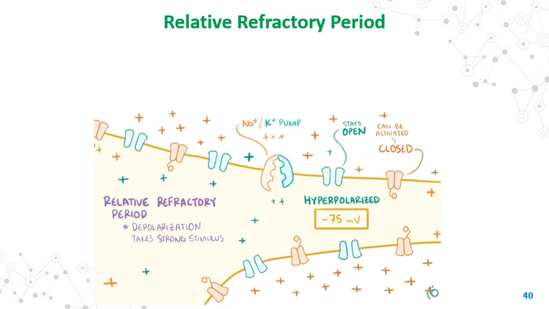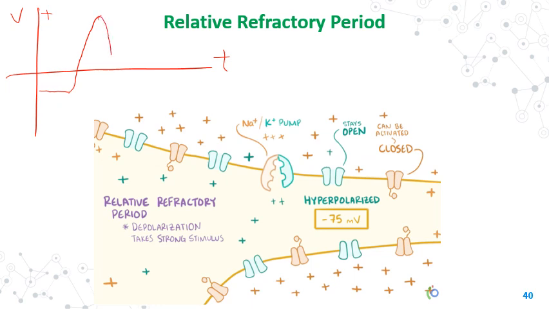So here is your time, and this is voltage. Here is your resting membrane potential. You receive a signal, and then you open your sodium voltage gated channel. You reach a certain positive voltage. At this point, your sodium channel is going to inactivate. And at that point, you're going to open your potassium channel. So your membrane potential is going to go down.